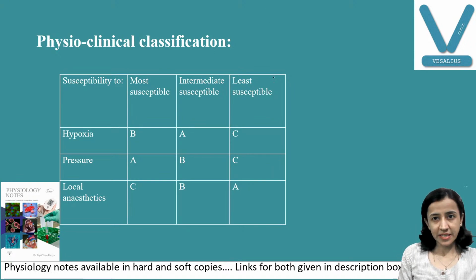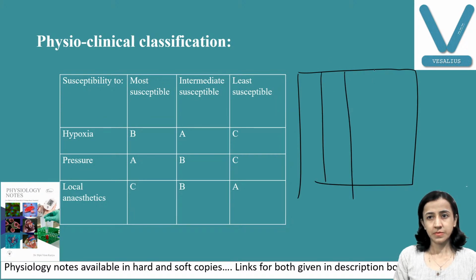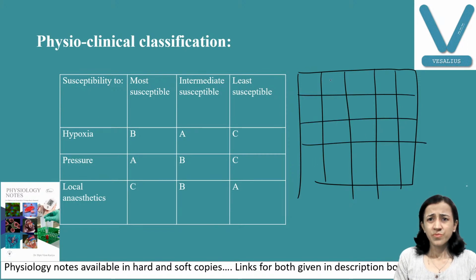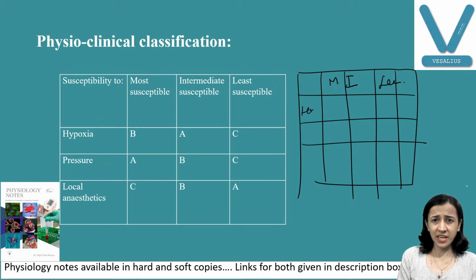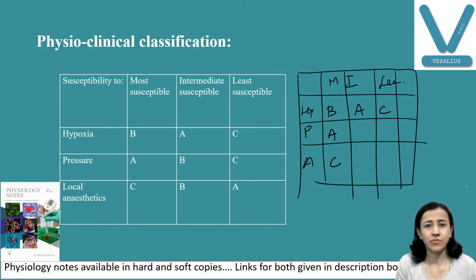For that, I repeat. You write down like this. Most susceptible, intermediate susceptible, least susceptible. Fine. Hypoxia, HPA. Here write down BAC. Here also BAC. Fine.